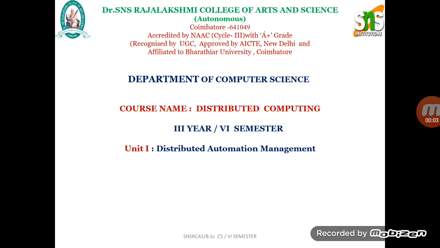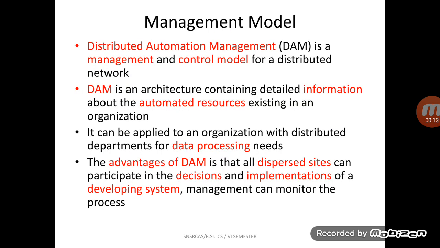Today we are going to see about using distributed automation management. Before that, we must know about distributed automation management, that is DAM. DAM is a management and control model for a distributed network. DAM architecture contains detailed information about automated resources. It can be applied to an organization with distributed departments for data processing.